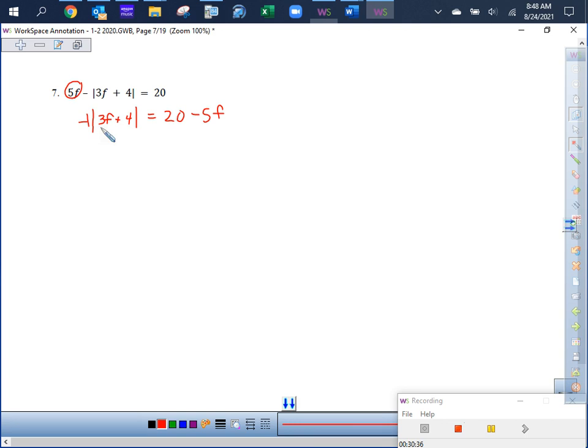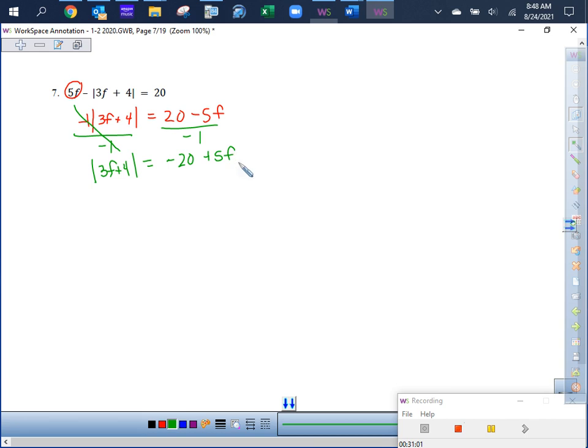Divide both sides by -1. So I'm just going to show the baby steps. You don't have to do this, but if you divide this by -1 and you divide this by -1, don't those cancel each other out, right? So what comes down is the bars, so you can work with me now, equals -20 plus 5f.